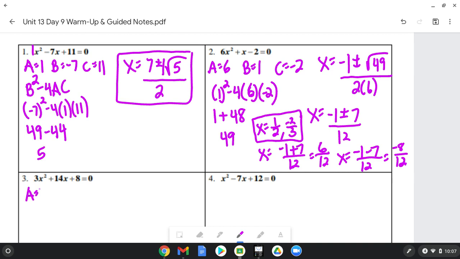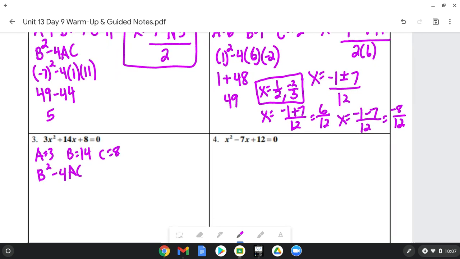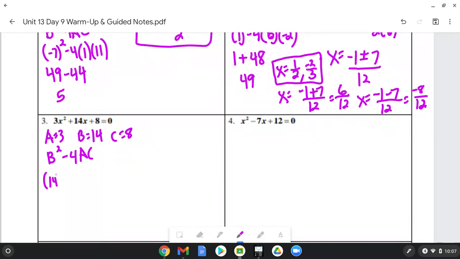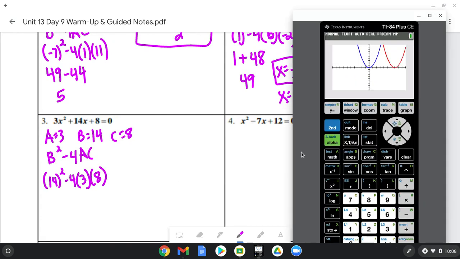So a is 3, b is 14, and c is 8 in this case. I'm going to do the discriminant, the b squared minus 4ac part, first, and see what we get. If we do this correctly, that'd be 14 squared minus 4 times 3 times 8. Now I'm not sure, this one I feel like might give us something pretty strong. So let's use a calculator here: 14 squared minus 4 times 3 times 8.